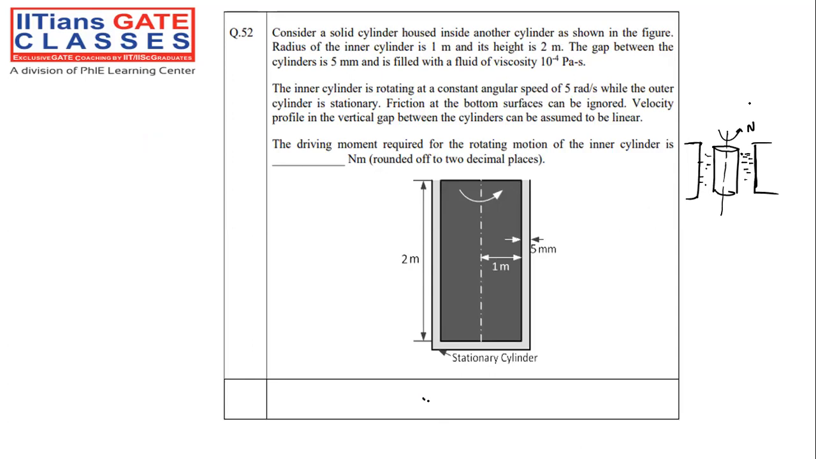Cylinder radius they have given, height they have given, gap is given, viscosity they have given. They are asking what will be the driving moment. Driving moment means driving torque, we can say, that has to be there for rotation of the inner cylinder, in Newton meter. Rounded up to what? We have to find it out to 2 decimal places, right? Now, first of all, I'm just taking the figure out.